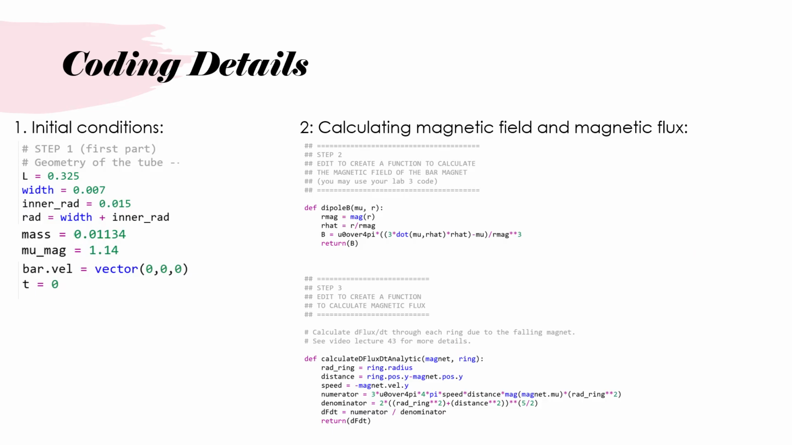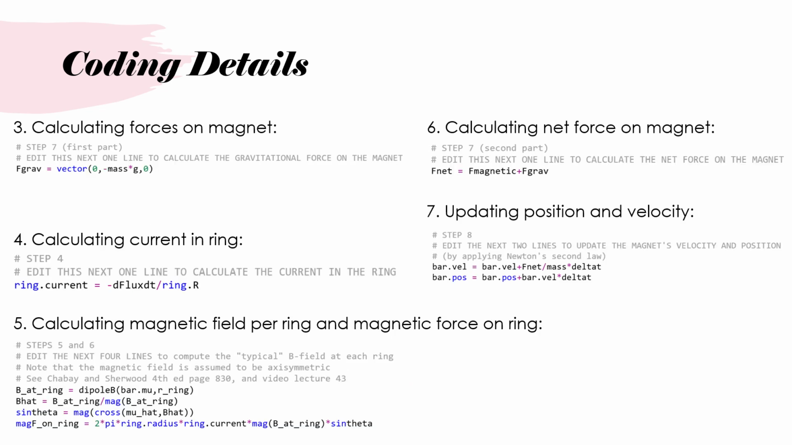Here are my coding details. On the left are my initial conditions: the geometry of the aluminum foil tube, the mass of the magnet, the magnetic dipole moment, and then obviously the initial velocity and initial time. The first thing I did was calculate the magnetic field and magnetic flux of the bar magnet. Then I calculated the forces on the magnet. I calculated the induced current in one ring, and then calculated the magnetic field per ring and magnetic force on each ring. I calculated the net force on the magnet and then updated the position and velocity of the magnet.